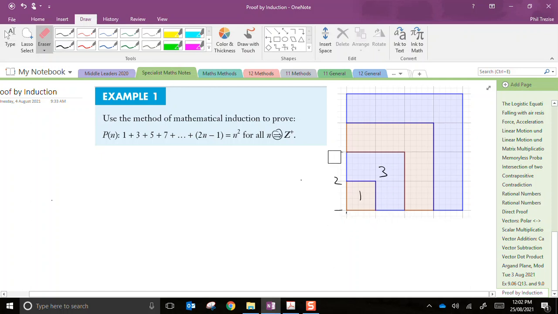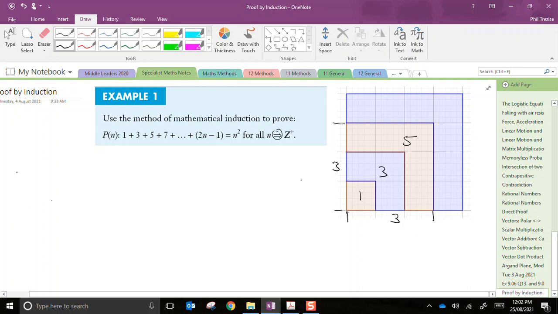If I go from there across to there, so the third case, and from there up to there, 3 threes are 9, and if I add 1, 3, and this bit, which is 5 squares, 1 plus 3 plus 5 is 9. Now, it certainly seems like it's going to work. If we keep adding the positive odd integers, we get a square number. So let's see if we can prove this formally.